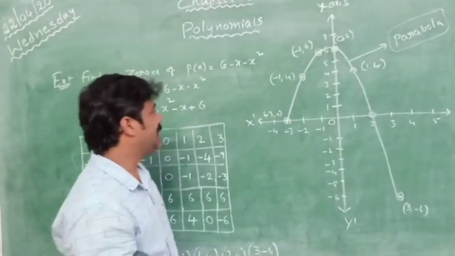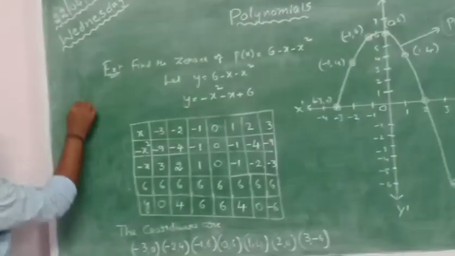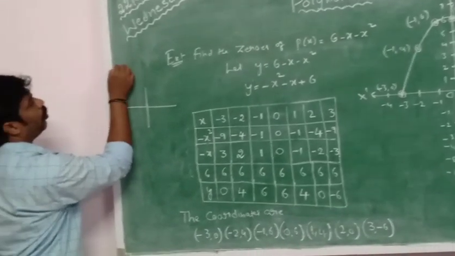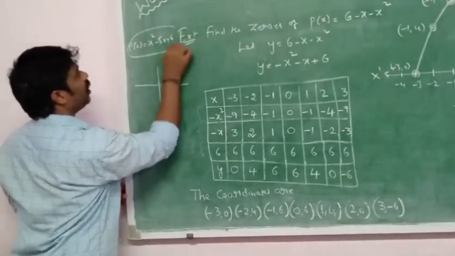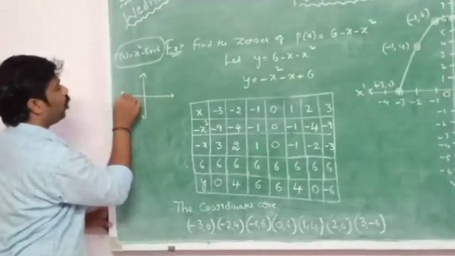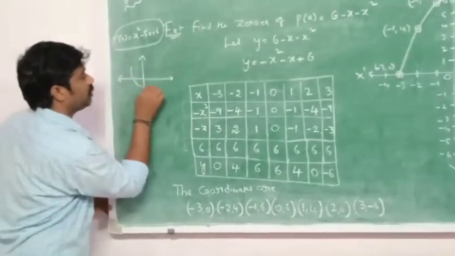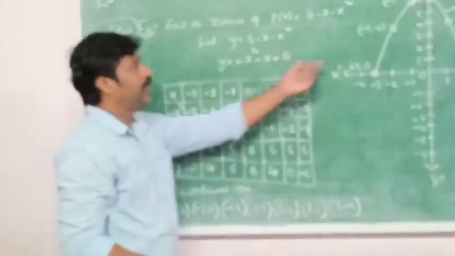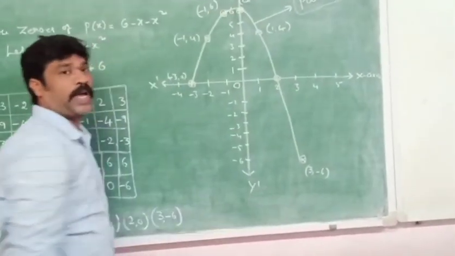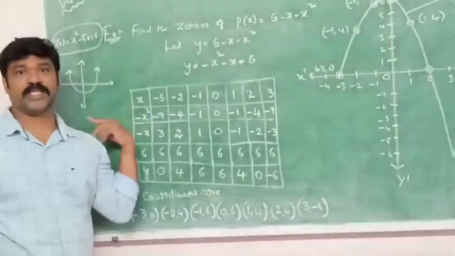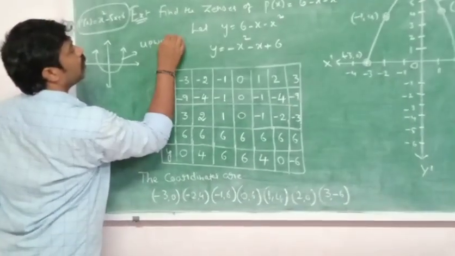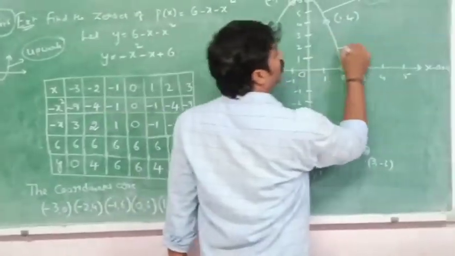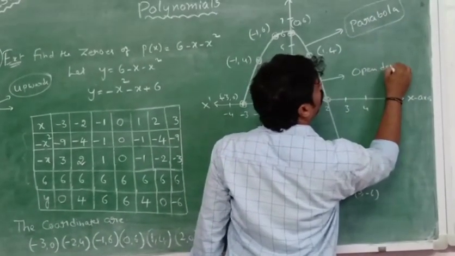Now if you observe, in the first example, we had taken the polynomial p of x equal to x square minus 5x plus 6. For that graph, we got a parabola which opens upwards. But in this example, we are getting a parabola which opens downwards. So for these two graphs we have some difference. In this graph, the parabola opens upwards, and for this graph it opens downwards.